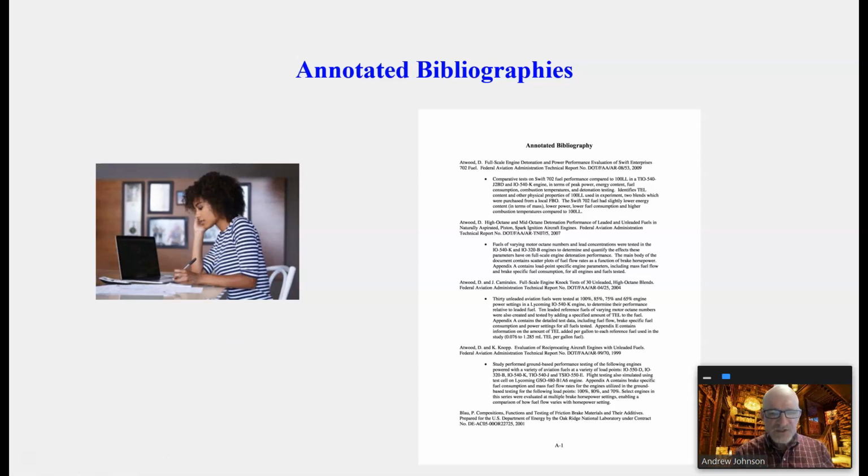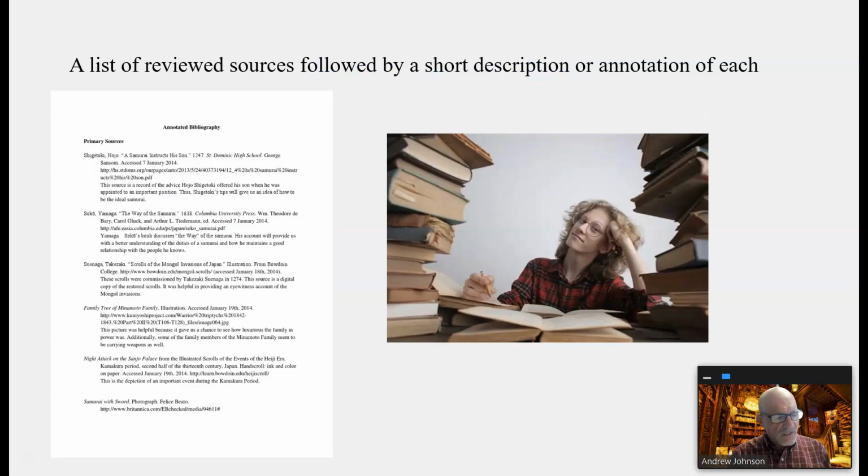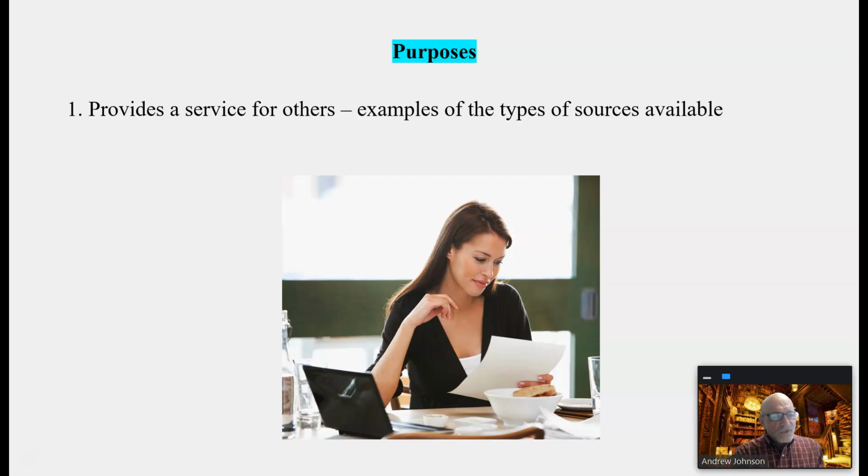Annotated bibliographies, what are they and how do you do it? It is a list of sources that you have reviewed, followed by a short description or annotation of each one. This review could include the research articles you've read, the theoretical articles you've read, or the books that you read, or other reports. Why do we do it?